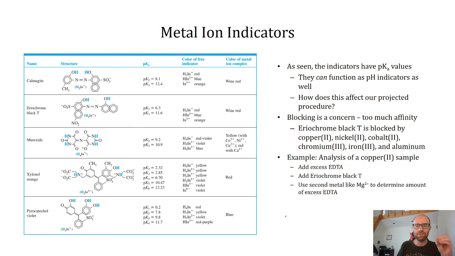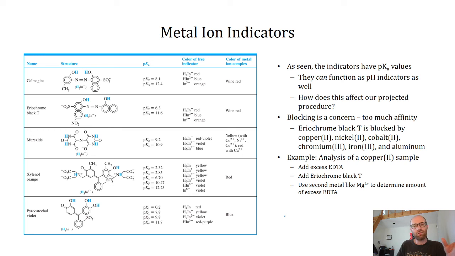There are a handful of metal ion indicator pairs that do. Like I said before, you need to make sure your indicator has a lower affinity for the metal than EDTA does so that the EDTA can come in and grab the metal ion. Well, there are some indicators that do grab the metal too much. And that means adding EDTA is great, but you're not going to see anything. This Eriochrome Black T, it's apparently blocked by copper 2, nickel 2, cobalt 2, chromium 3, iron 3, and aluminum.